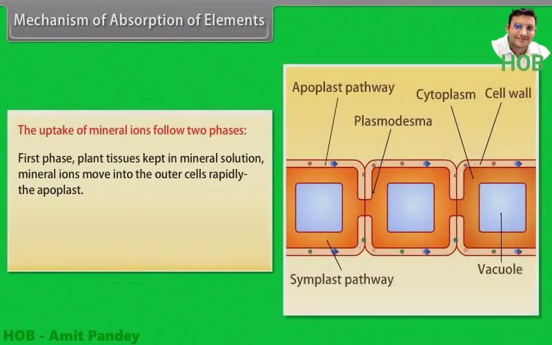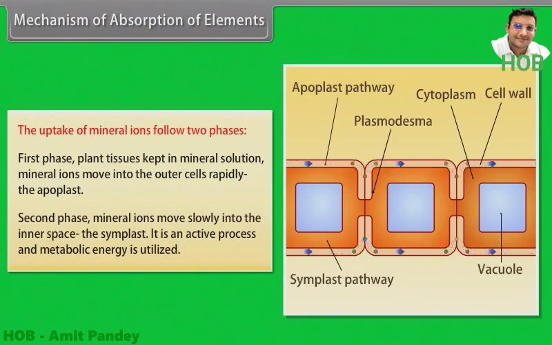First phase: plant tissues are kept in mineral solution. Mineral ions move into the outer cells rapidly, the apoplast. Second phase: mineral ions move slowly into the inner space, the symplast. It is an active process and metabolic energy is utilized.